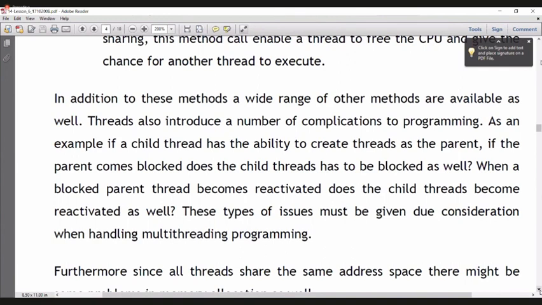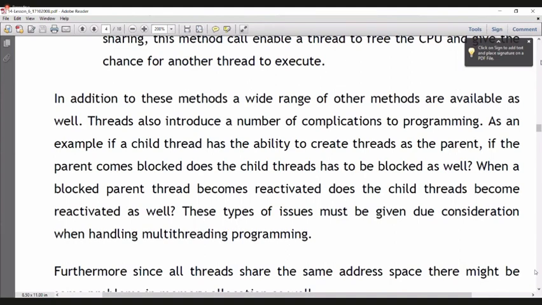In addition to these methods, a wide range of other methods are available as well. So these are a few commands, and there are some other commands or methods. Threads also introduce a number of complications to programming. So you have to think about these things, and it makes programming more complex.